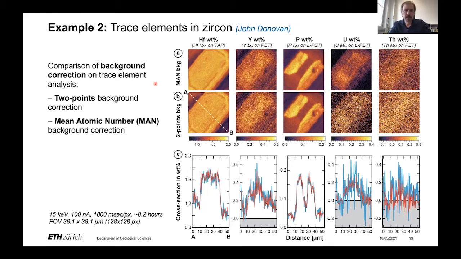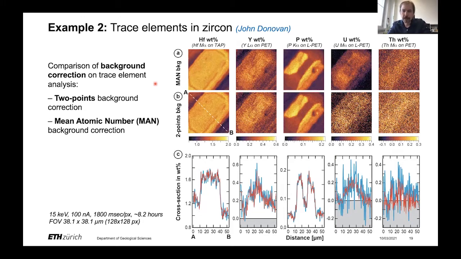On this figure, I'm comparing the two types of background corrections. The typical background correction is acquiring a background map, and then we subtract the background map from the peak maps. The other option is the mean atomic number background correction. You can see that the results are basically exactly similar. You see also in a profile that both curves, the red one, which is the mean atomic number, and the blue one, from the background correction, show a good match.